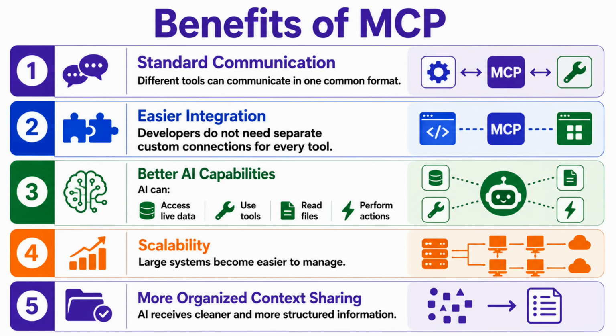Now we will see benefits of MCP. First one, standard communication. Different tools can communicate using one common format. Second one, easier integration. Developers do not need separate custom connections for every tool. Third one, better AI capabilities. AI can access live data, use tools, read files, and perform actions. Fourth one, scalability. Large systems become easier to manage. Fifth one, more organized context sharing. AI receives cleaner and more structured information.